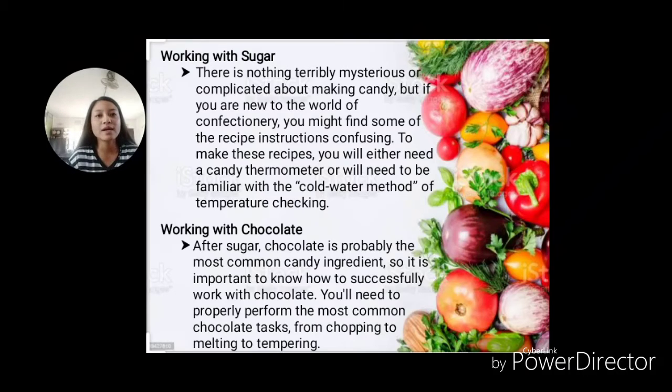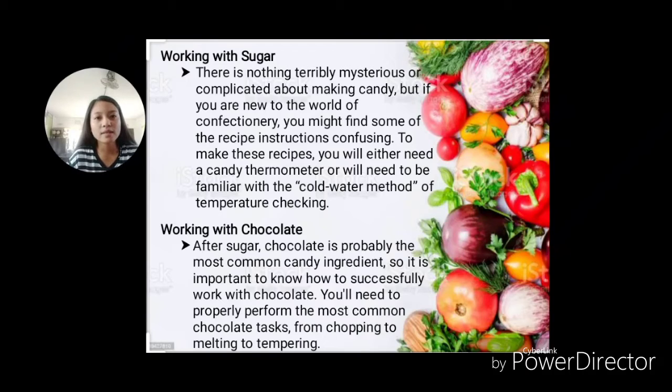Working with sugar. There is nothing terribly mysterious or complicated about making candy, but if you are new to the world of confectionery, you might find some recipe instructions confusing. To make these recipes, you will either need a candy thermometer or will need to be familiar with the cold water method of temperature checking.